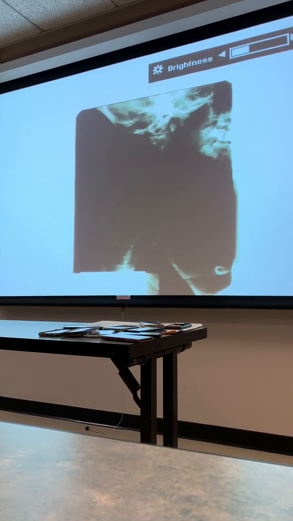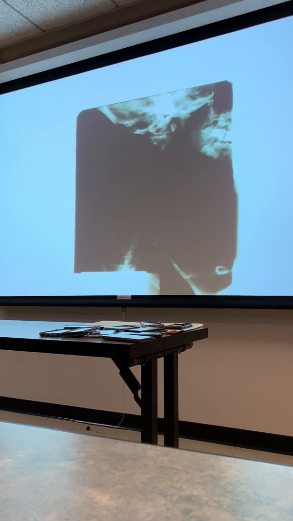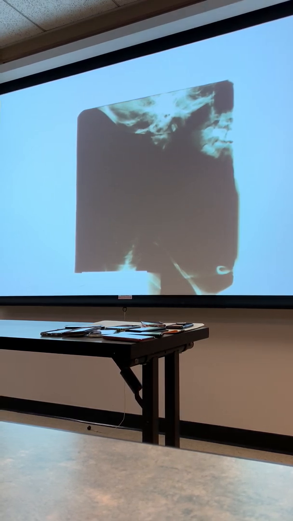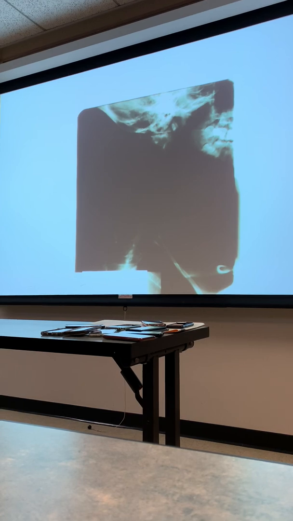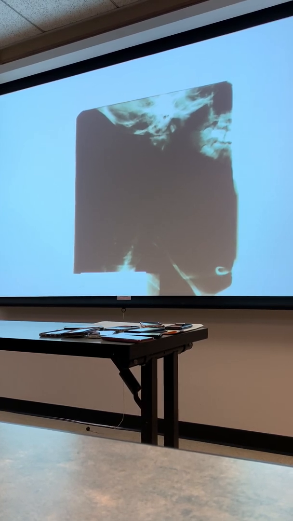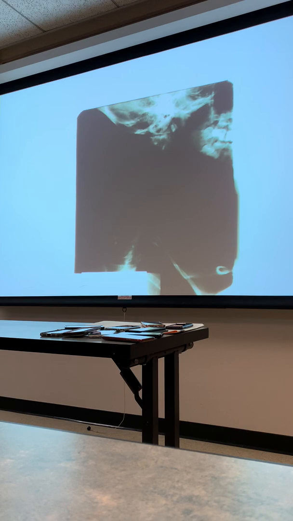Camera malfunction. Of course, they didn't show me how to do this. I'm just trying to figure it out myself. And I can't get it brighter. Oh, no. Let's try another one.